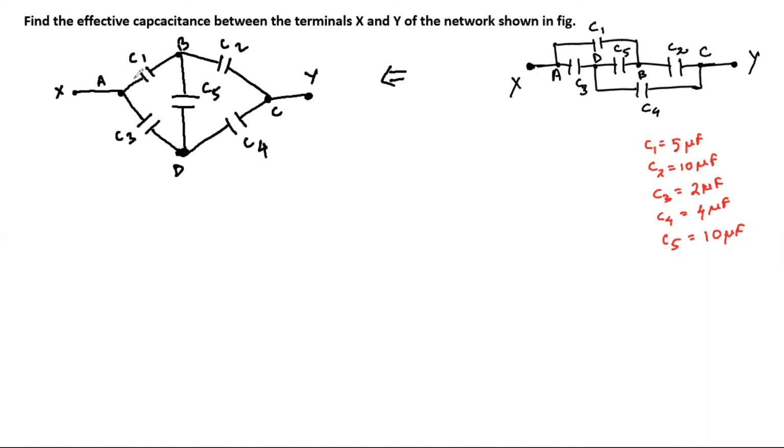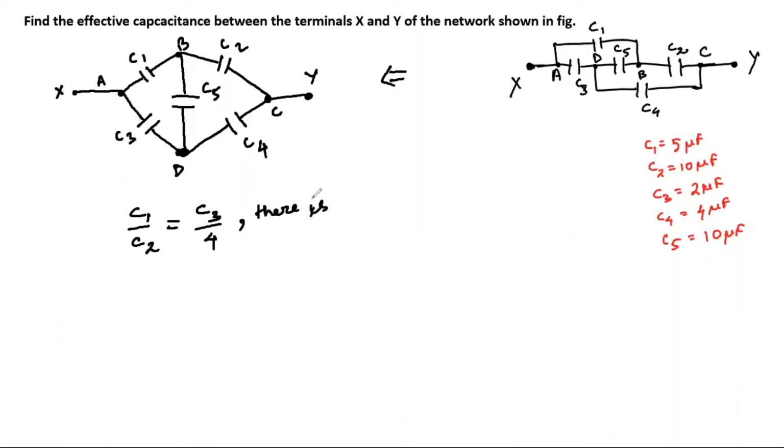And once you redraw this in this pattern, then you will see this ratio C1 by C2 and this ratio C3 by C4. That means you will see the ratio of capacitance in this branch AB and BC and the ratio of capacitance in this branch AD and DC. You will check whether these ratios are equal or not. If these ratios are equal, then the charge through this branch BD, you will consider it 0.